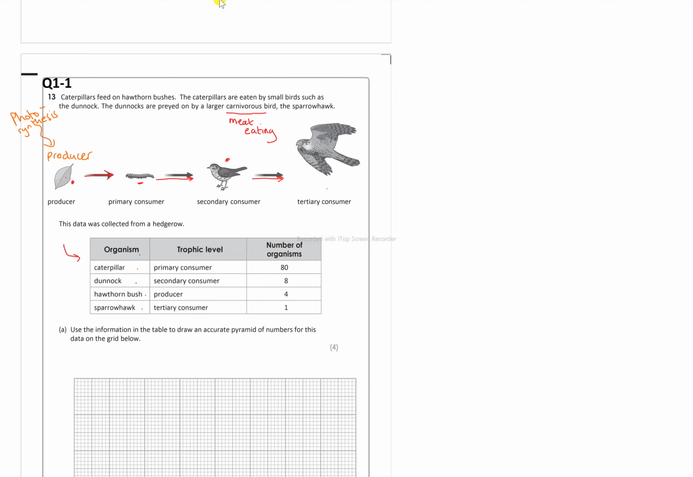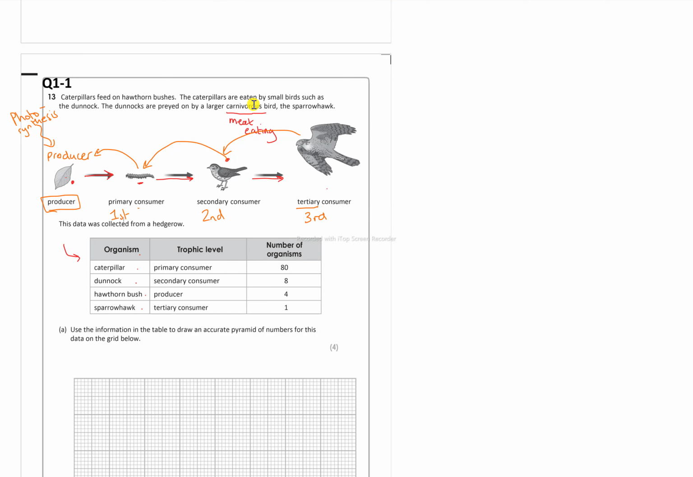Right, this is the primary. Oh, I should pay more attention. This is a primary consumer because it eats the producer. The secondary consumer eats the caterpillar. And this is a tertiary consumer. Tertiary just means third layer, second layer, first layer.